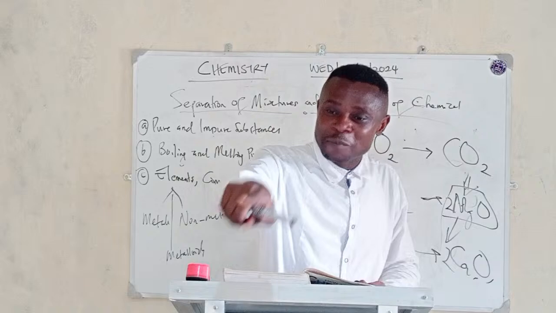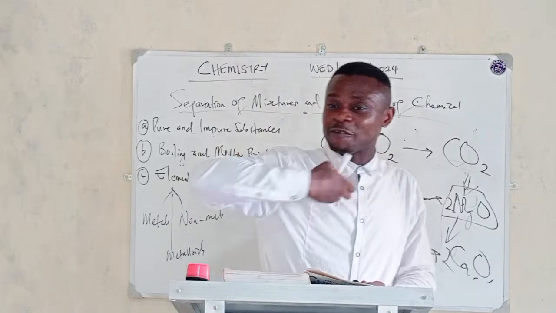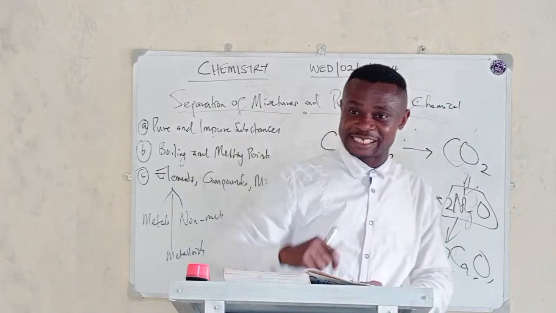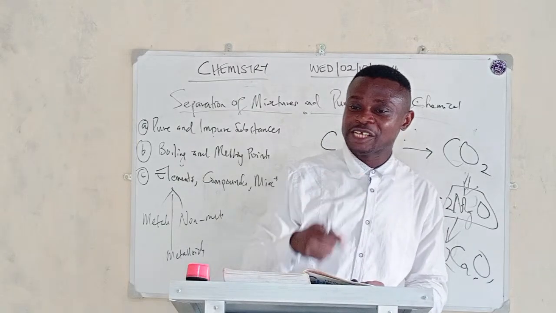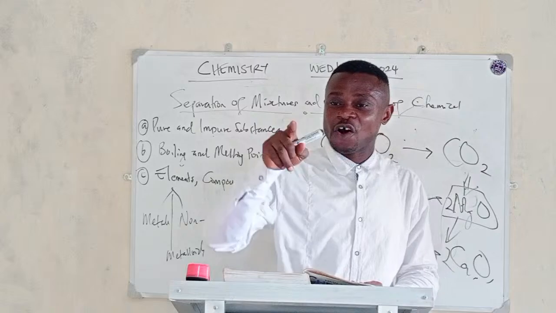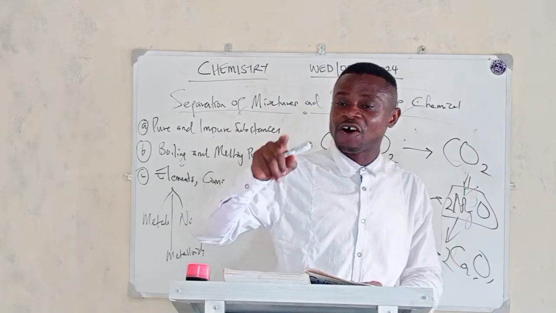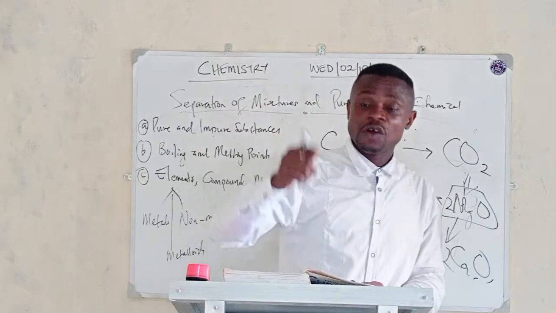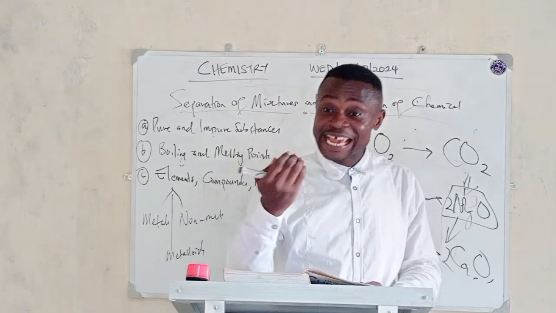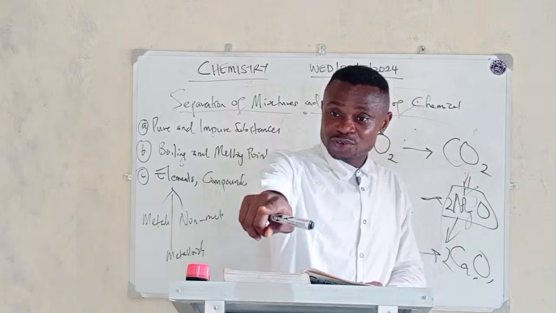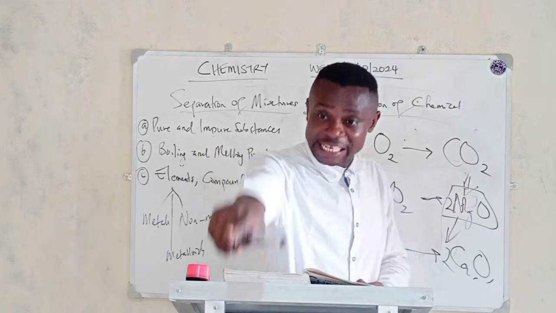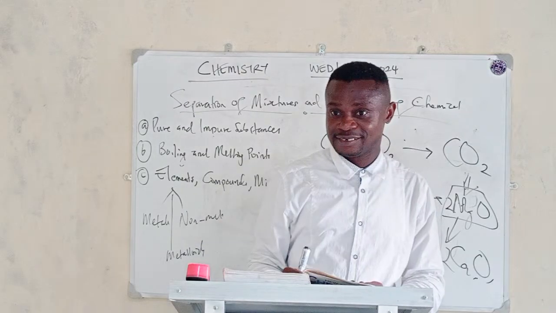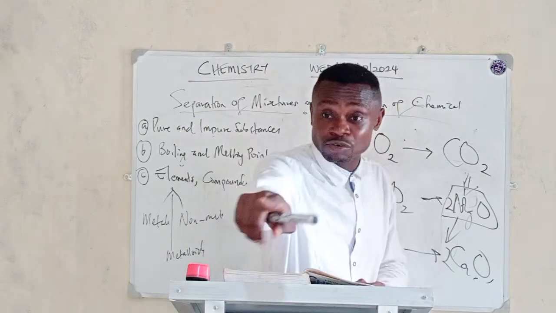Why you, the non-metal that took electron from me, you have oxidized me. You are the oxidizing agent. So in terms of electron transfer, oxidation is the loss of what? Electron, because you made me lose the electron. While reduction is the gain of what? Electron. If you get electron, you are reduced.